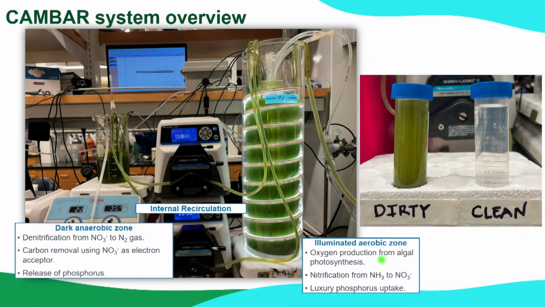And that oxygen powers the nitrification of ammonia to nitrate, and it allows for our algae and bacteria to take up excess phosphorus into their cells. In the dark phase, all of this nitrate can get converted to nitrogen gas. We're also going to focus more on carbon removal, and then we release some phosphorus only for it to be taken back up by the microbes in the light cycle. And then using this dark and light cycle, we're going to be able to go from dirty water, which you see in the tube on the left, to clean water that's completely particle and bacteria and algae free.